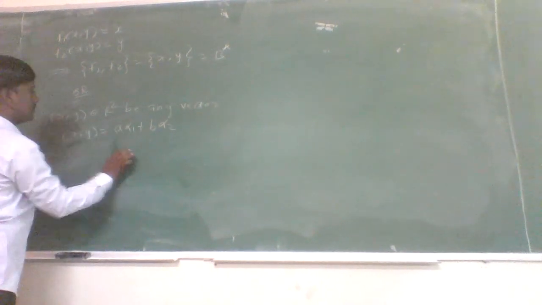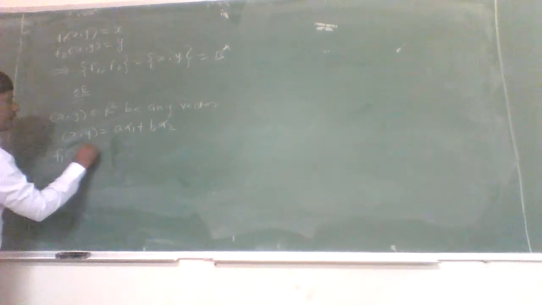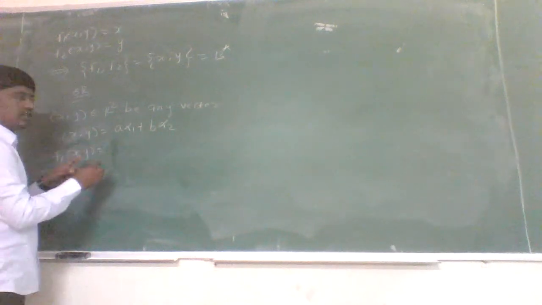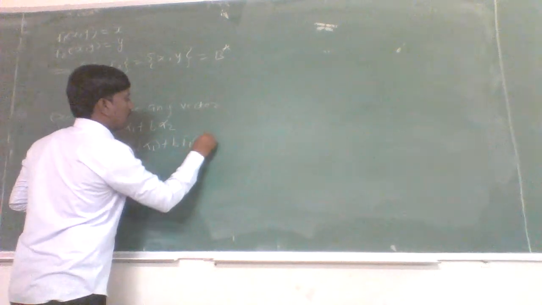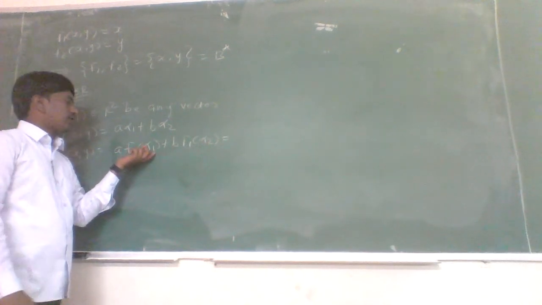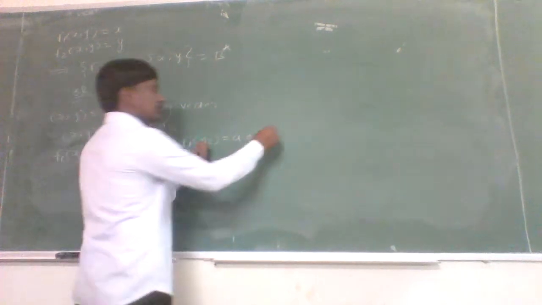Since alpha 1 and alpha 2 are two basis elements of the vector space R2 over R, if we apply the linear functionals F1 and F2 on both sides, then F1 of (x, y) will be equal to, as F1 is linear, a into F1 of alpha 1 plus b into F1 of alpha 2. By the Kronecker delta, F1 of alpha 1 is 1, so this is a into 1 plus b into 0, as 1 is not equal to 2 so its value is 0, which is equal to a.